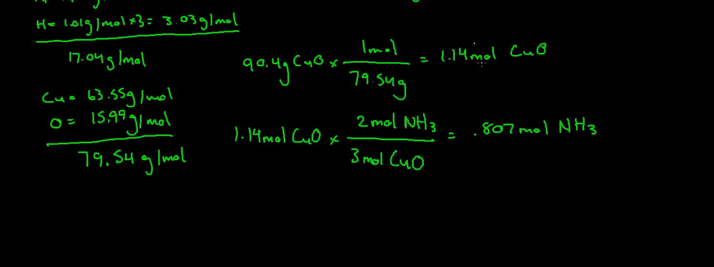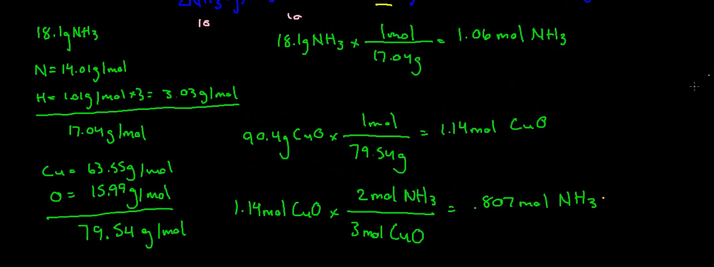And now what I do is I compare this amount to the amount of NH3 I have. It takes 0.807 moles of NH3 to completely react 1.14 moles of copper oxide. But I have 1.06 moles of NH3. So that means all of this would be reacted with just 0.807, but I have 1.06, which means I'm going to have excess NH3, which means that copper is my limiting reactant.